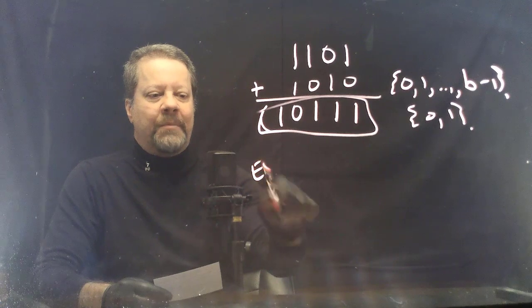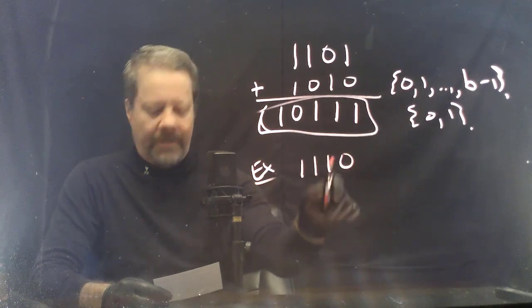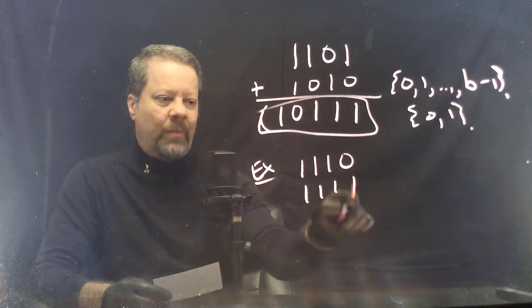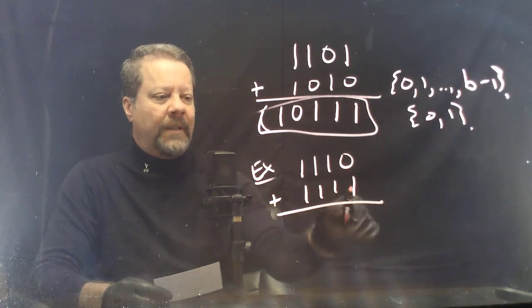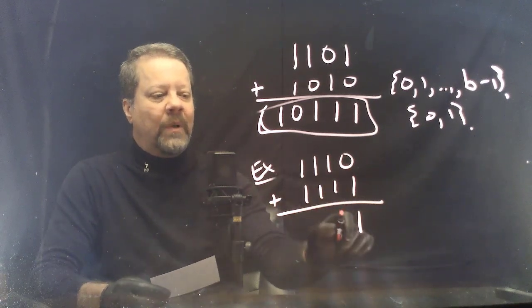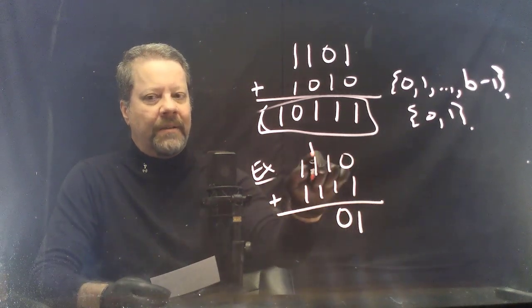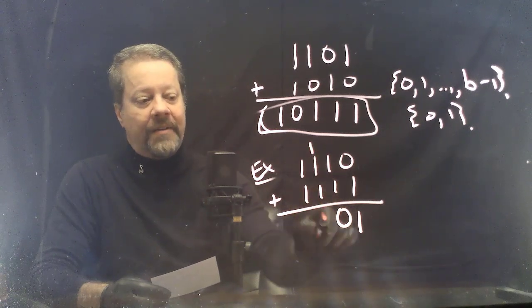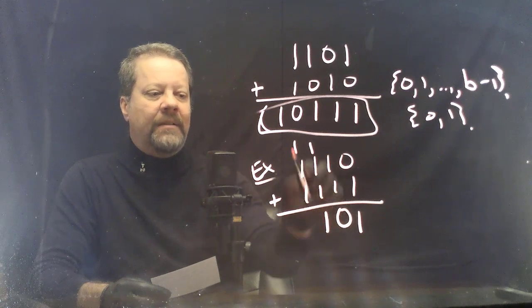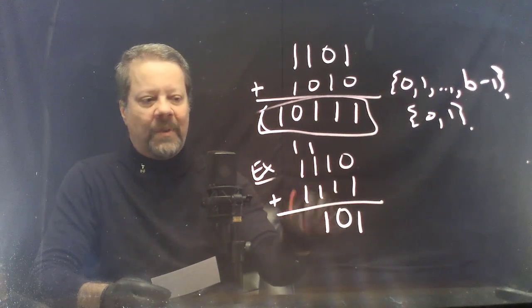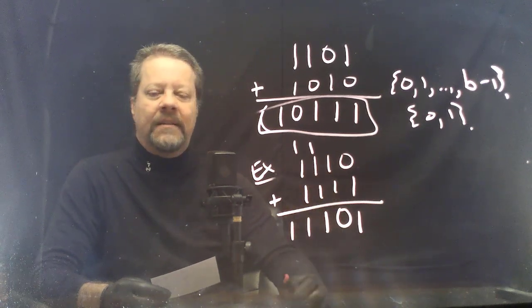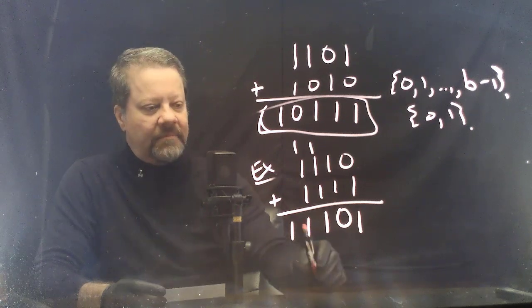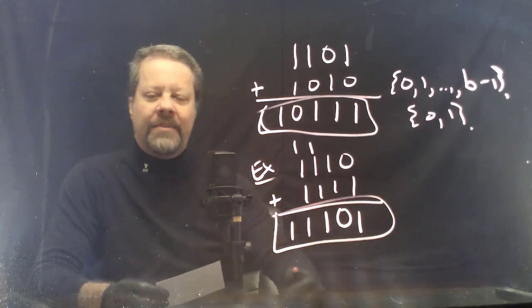Let's do another example. 1110 added together with 1111. Well, 0 and 1 is 1. 1, 1, 0, carry a 1. 1 plus 1 gives you another 1, carry a 1. And then 1 plus 1, another carry a 1 as well. And so there's your sum.